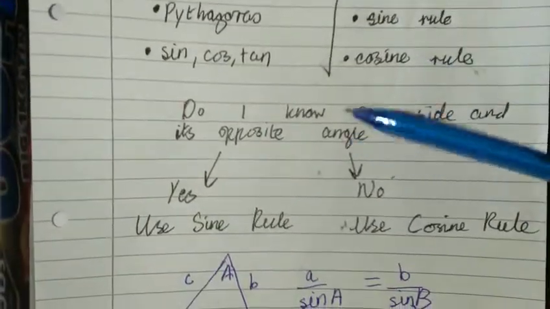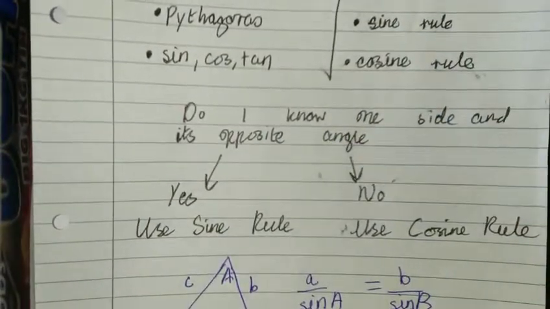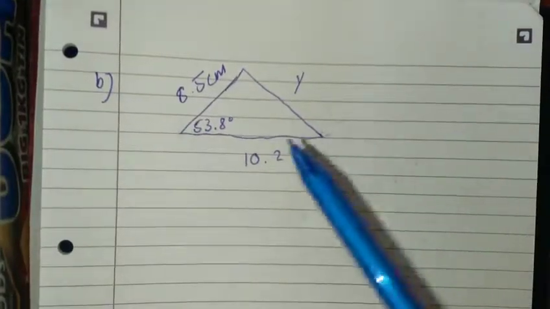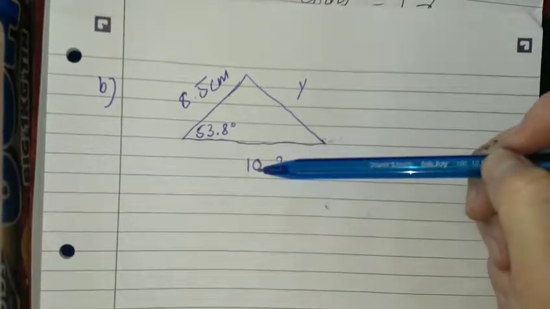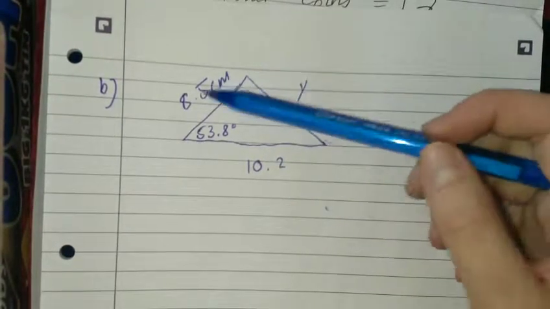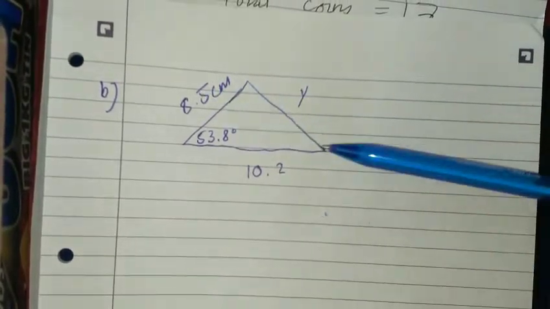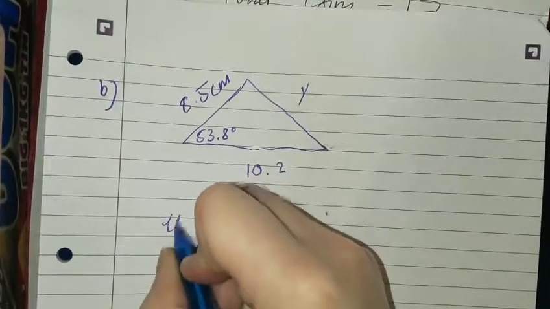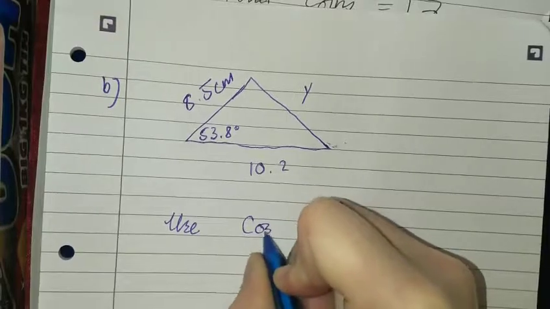So the question I would ask myself, do I use the sine rule or the cosine rule? Do I know one side and its opposite angle? So I'll check. If the answer is yes, I use the sine rule. So this is a side I know, but I don't know the angle opposite it. This is a side I know, I don't know the angle opposite. So I don't know one side and its opposite angle, so I'm going to use the cosine rule.